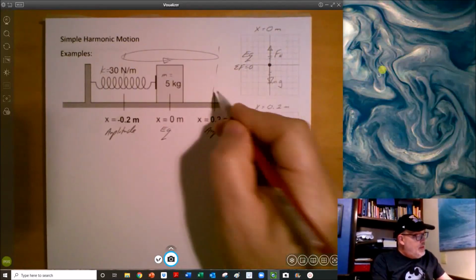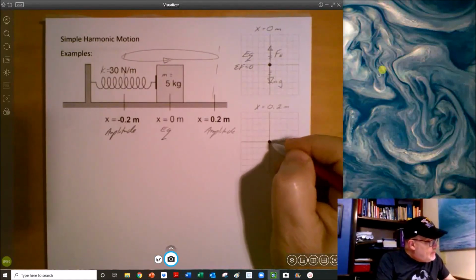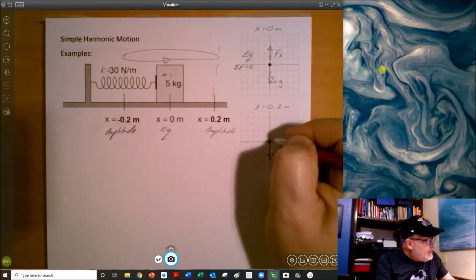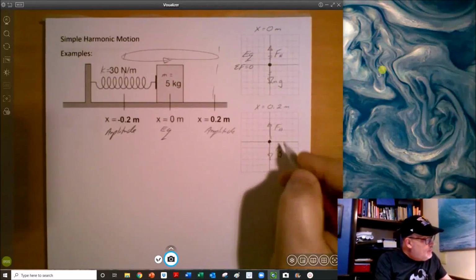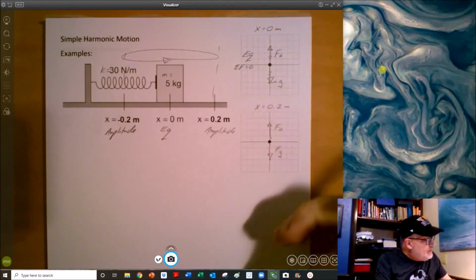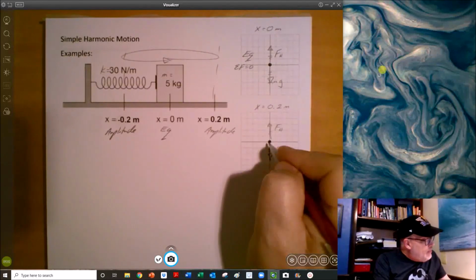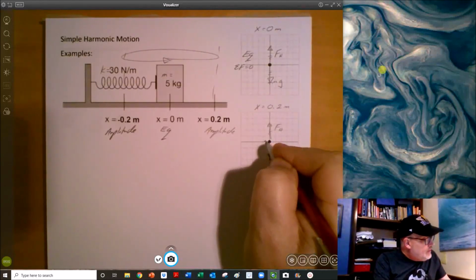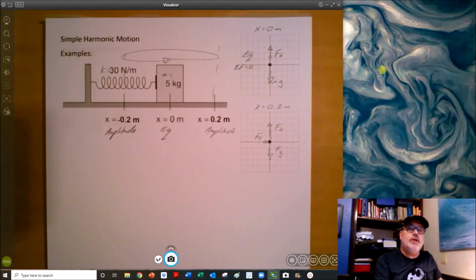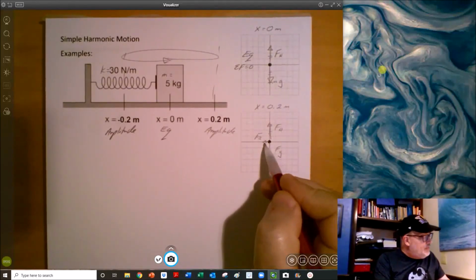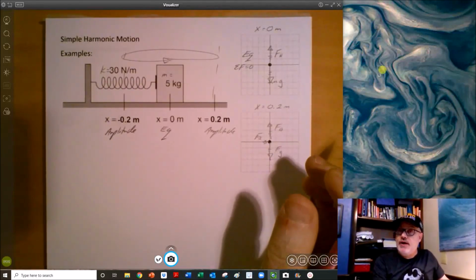Now, when we're out here at the end at 0.2 meters, we should have the exact same gravity force and normal force. So there's our normal. There's our gravity force. Oops, I named it Fg this time. Doesn't really matter, they're still the same. And we'll have a spring force to the left. Force spring, make sure you label it properly. We don't know the relative size of the spring force compared to the others yet. With the information that's given, we could probably find it.